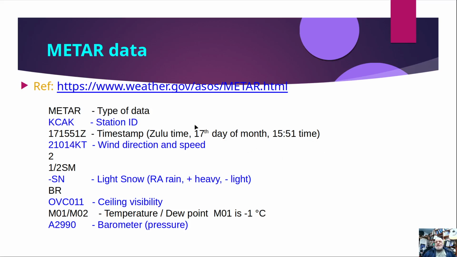So to get the METAR data, you can go to weather.gov. And so here's a link of some data here. This gives you the timestamp. It tells you the type of data, the station ID, the timestamp. Here's the wind direction and the speed, the weather, the clouds. So all kinds of information is available on here.